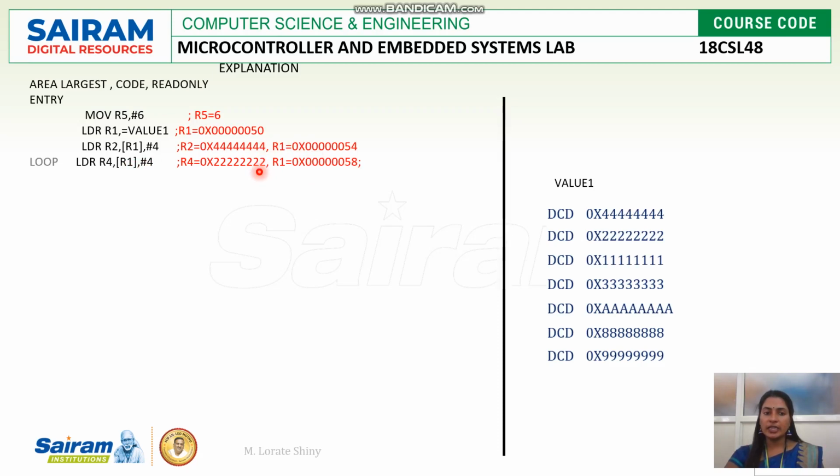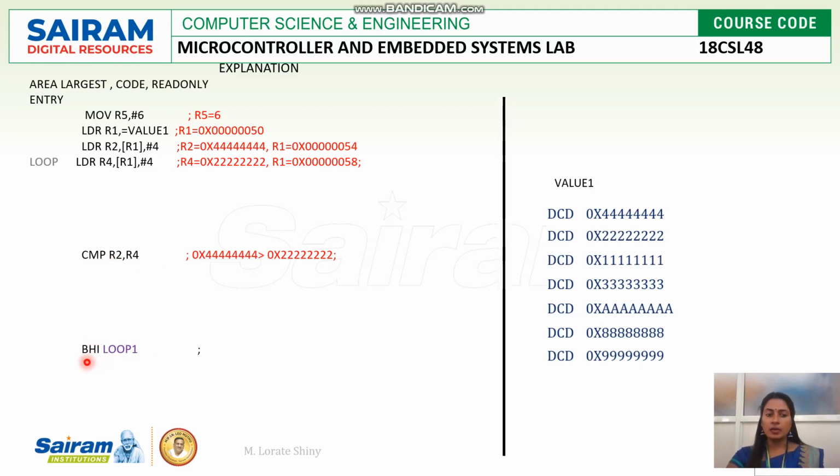Okay, two data we got, so now we can compare them. The instruction is CMP R2, R4. Initially I am comparing 4 and 2, and the largest number is 4. Here the R2 register I am going to use to keep the largest number. Then since the largest number is available in the R2 register, I can directly go for the conditional branch.